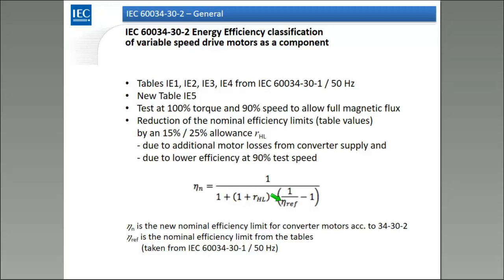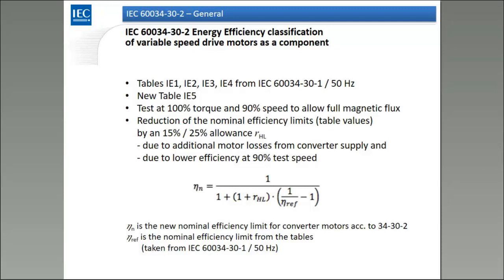These are the same tables that you also find for the grid motors. And then you apply this little formula and increase the losses, reduce the efficiency by this RHL factor. The smaller factor is for the smaller motors and the larger factor is for the larger motors, because at the smaller motor we ask for a switching frequency that is higher than for the larger motors. Here's a lower switching frequency, so the losses in the motor are higher.